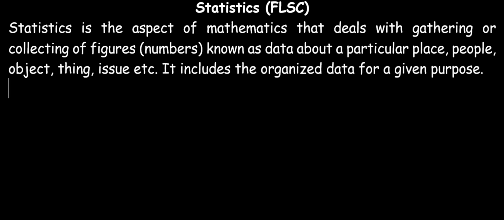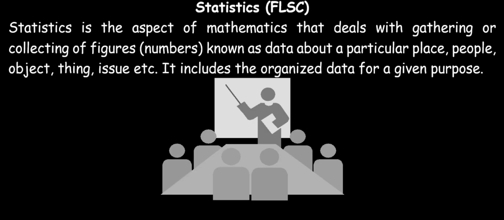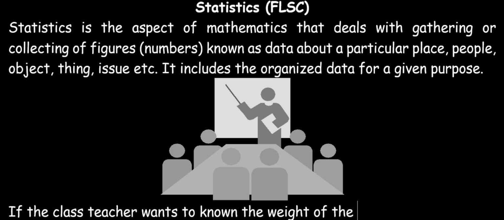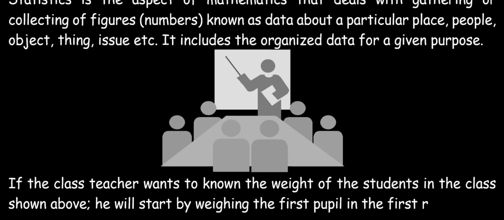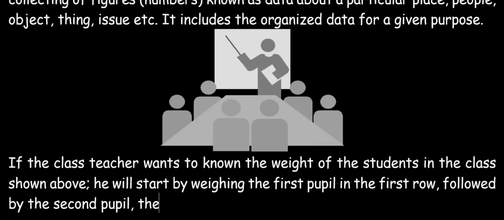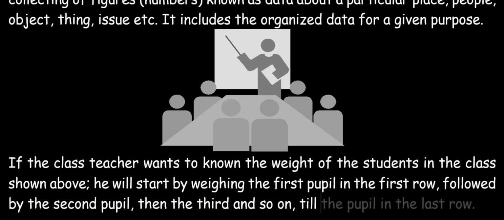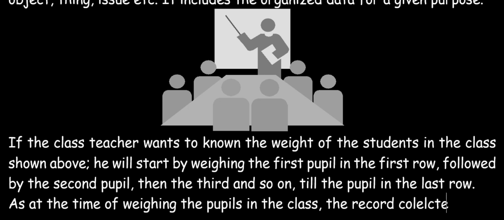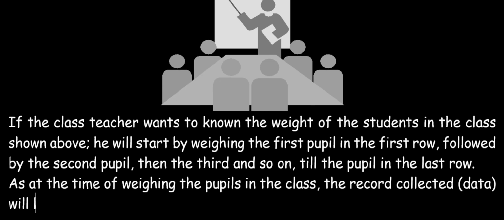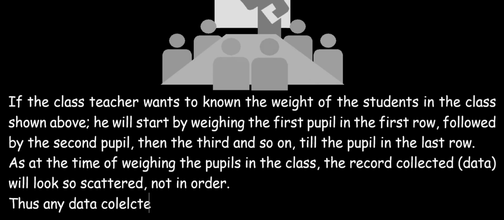Let's take a pictorial diagram of a class where you have the teacher and the students. If the class teacher wants to know the weight of the students in the class shown above, he will start by weighing the first pupil in the first row, followed by the second pupil, then the third, and so on, till the pupil in the last row. As at the time of weighing the pupils, the record collected (data) will look so scattered, not in order. Thus, any data collected and unarranged is called raw data.